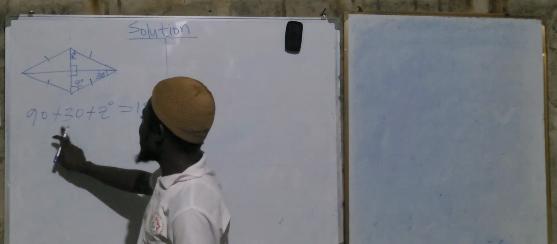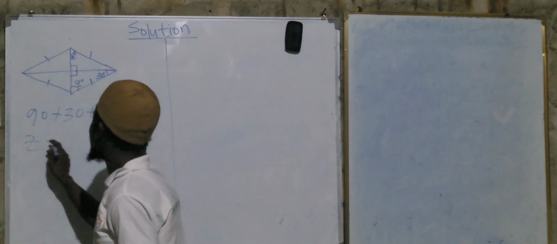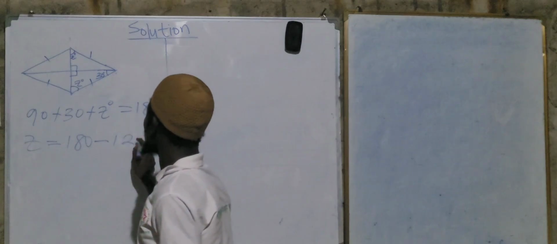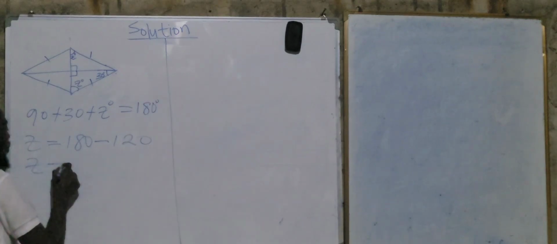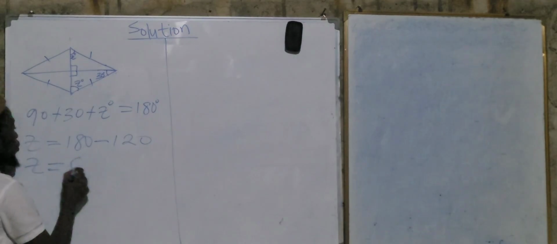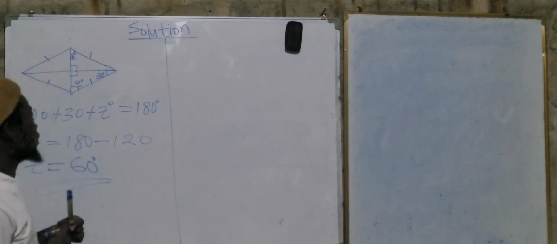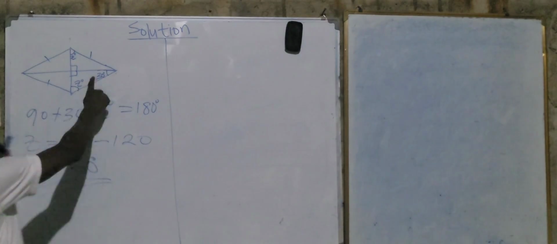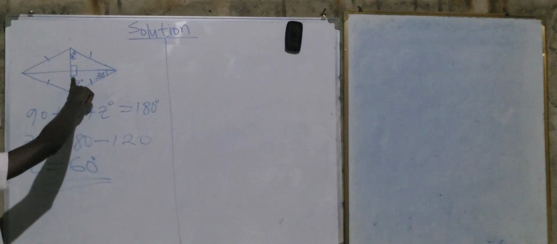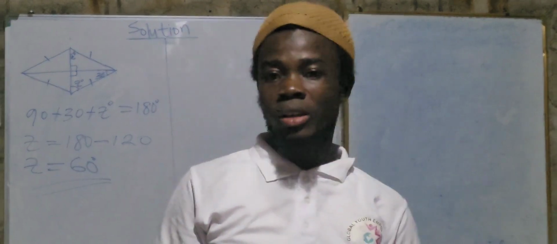So therefore 90 here plus 30 gives you 120, right? Yes, sir. So Z here is now equal to 180 minus 120. What is that? 60. We have 60 degrees. So therefore Z is equal to 60. Indeed, because now here you have 30, right? 60 plus 30 gives you 90. So this is the right angle triangle. That's it. Are you okay, sir? Yes, sir.